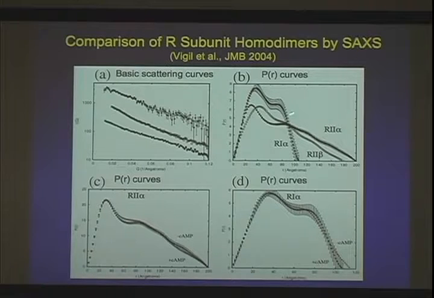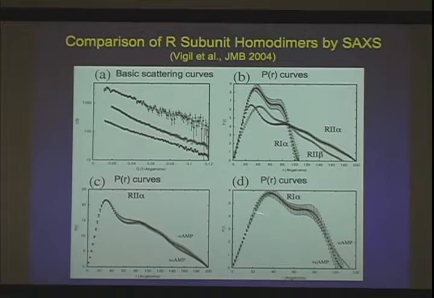So this is the P of R plots, the length distribution curves for homodimers of the 3 different regulatory subunits, R1 alpha, R2 beta, and R2 alpha. You'll notice right away that they have different shapes. They have very different P of Rs, or at least R1 alpha does compared to R2 alpha and R2 beta. The maximal end-to-end length is approximately 105 to 110 angstroms for R1 alpha, whereas it's upwards of 180 to 200 angstroms for the R2 isoforms.